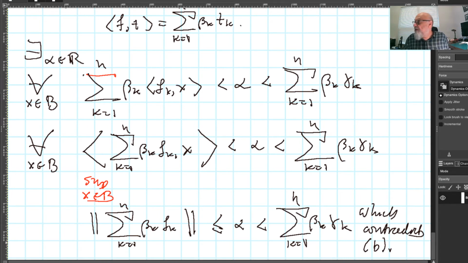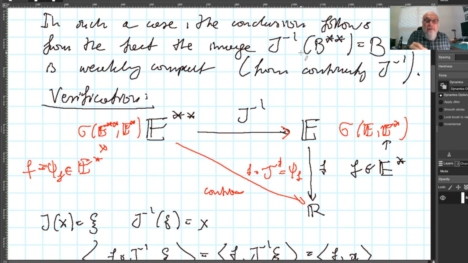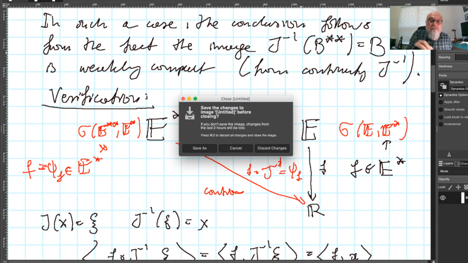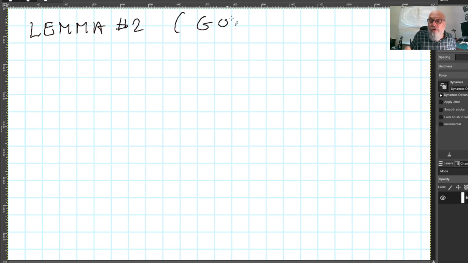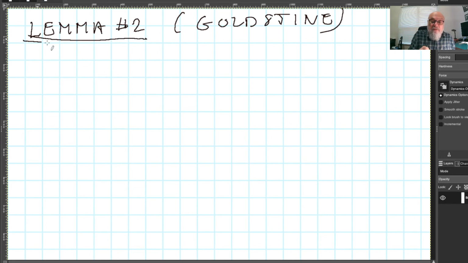We have it. So let's pass to the next lemma. The next lemma is also a lemma. Okay, let me go to the next page. I go here. Yes, so put it as lemma number 2. And this is Goldstein. Let me write it down correctly. Name Goldstein. And let's formulate the lemma.